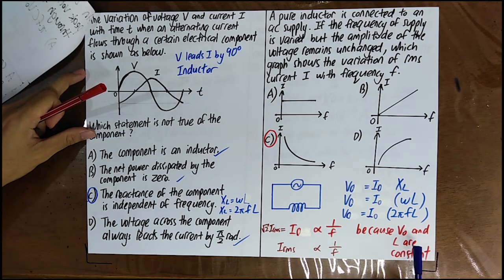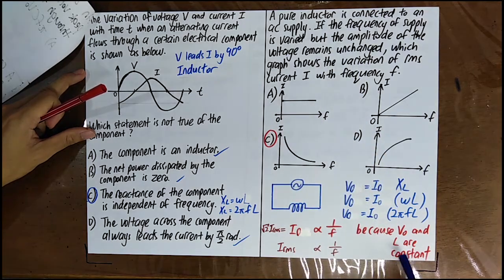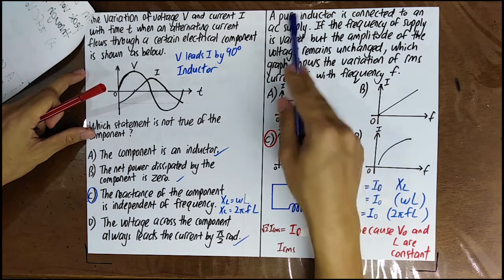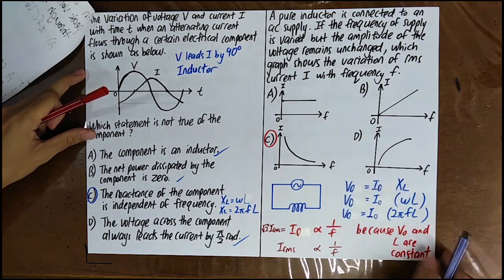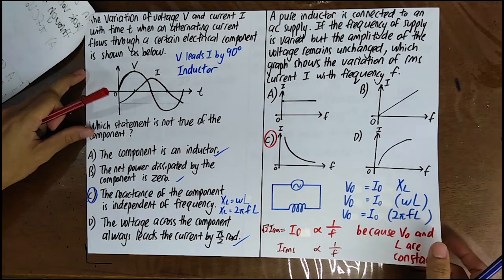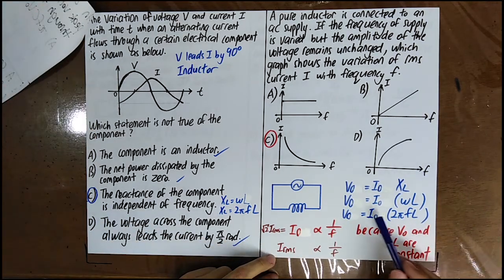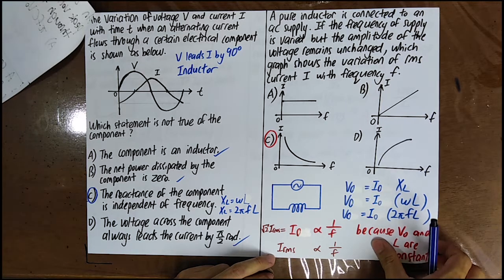Because the V0 and L are constant. Because the amplitude of voltage remains unchanged, so V0 is constant. L is the inductor. The inductor is not changed, so L is still the same. So L is a constant. So only when the V0 and L are constant, then you can straight away say that I0 is inversely proportional to the frequency, then IRMS is inversely proportional to the frequency.